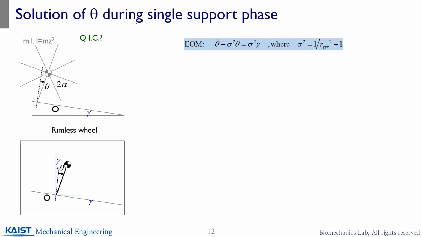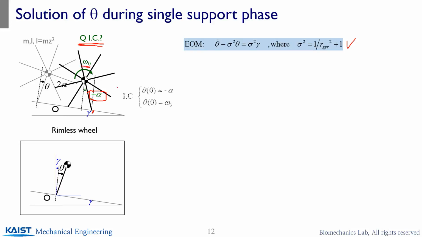So let's find the solution for that single support phase of the rimless wheel. Since the equation of motion is given, we are going to start solving it by defining the initial condition. So for the initial condition, let's assume starting the equation of motion with the initial contact of the new stance leg, the stance spoke, with the ground here. So the initial angle is going to be half of the interleg angle, which is 2 alpha. So this is going to be minus alpha here. And let's assume the counterclockwise angular velocity is given as an initial value. So the initial condition is given like this.